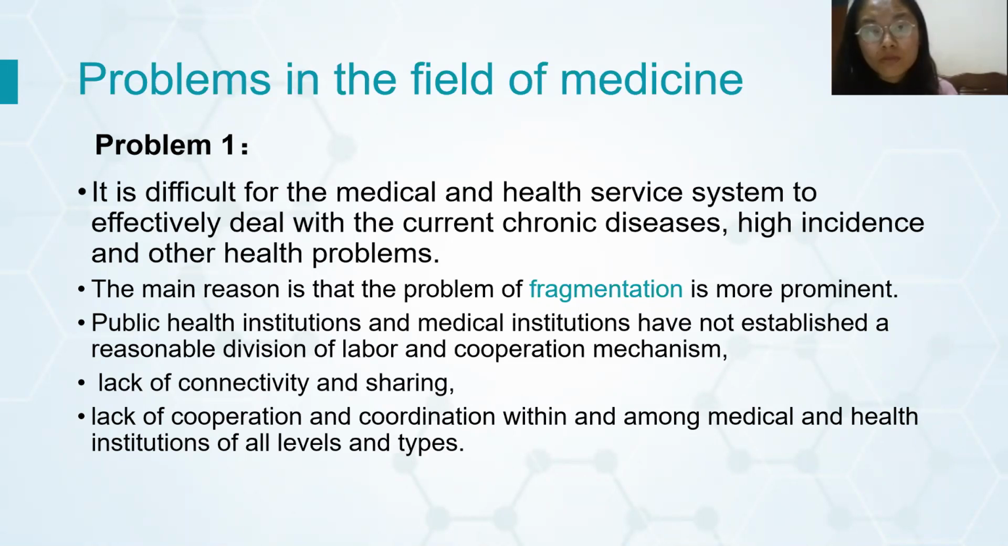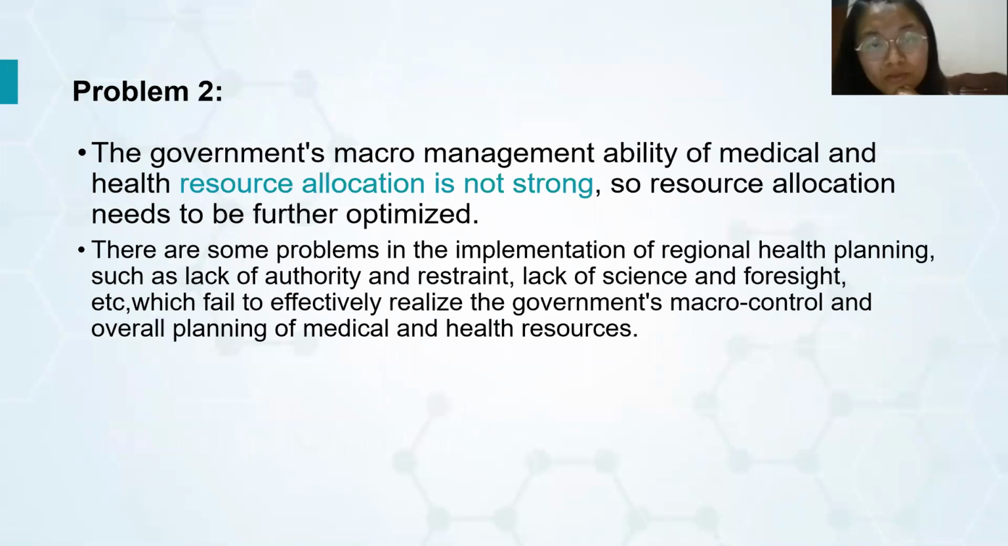mechanisms, lack of connectivity and sharing, lack of cooperation and coordination within and among medical and health institutions of all levels and types. And the second problem is the government's micromanagement ability of medical and health resource allocation is not strong, so resource allocation needs to be further optimized.